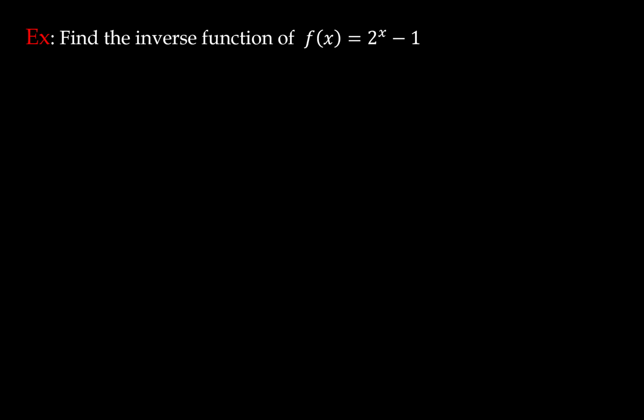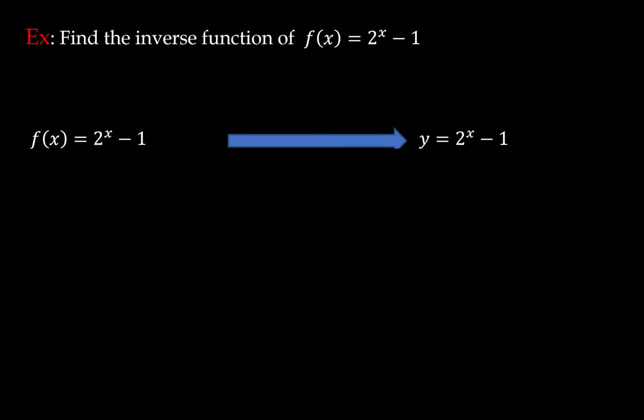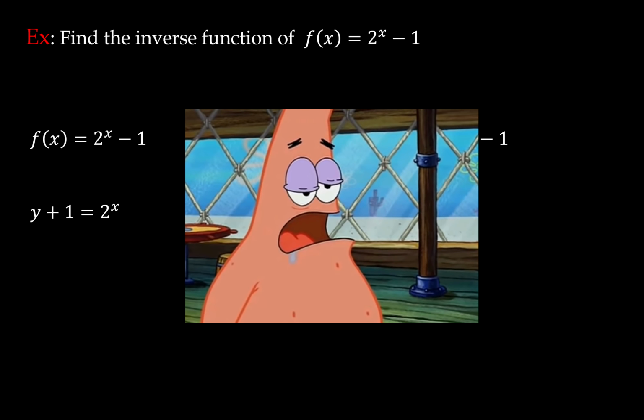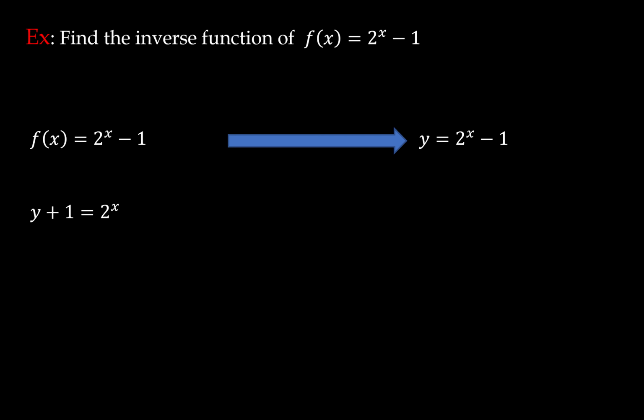Let's do one more. We change f of x to y, and then undo subtraction by adding 1 to both sides. Then I undo the exponent by... Wait, how do you undo the exponential function? We can solve for x as long as x is not in the exponent. So what we need is some sort of operation that brings that x down.